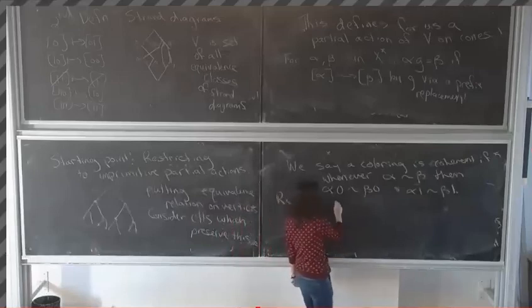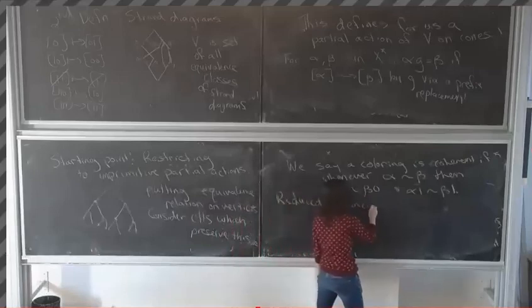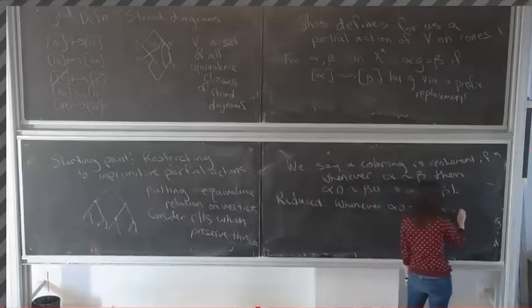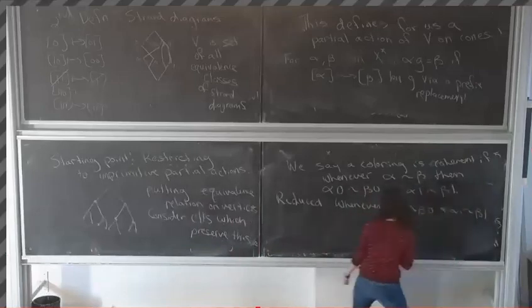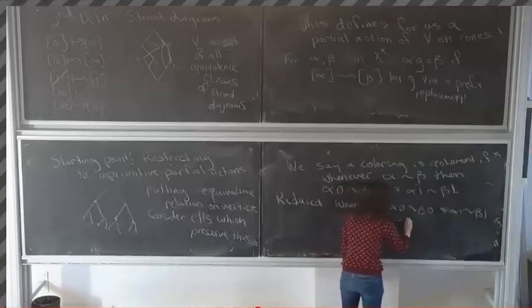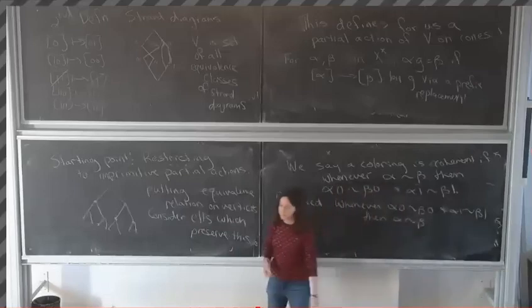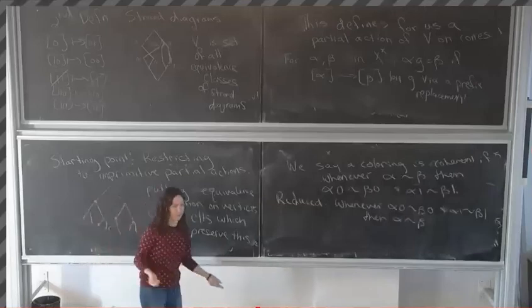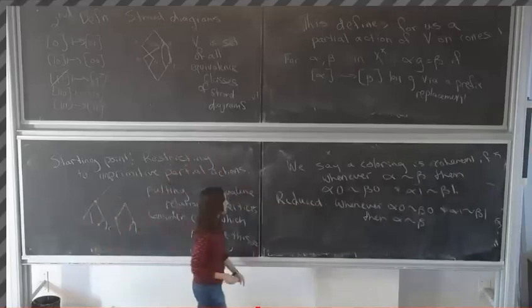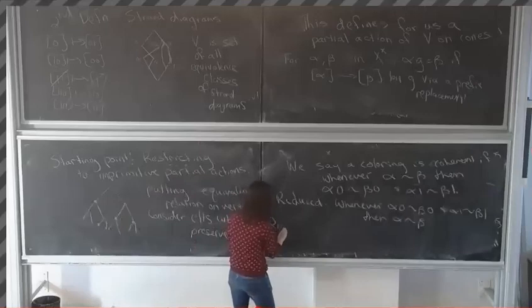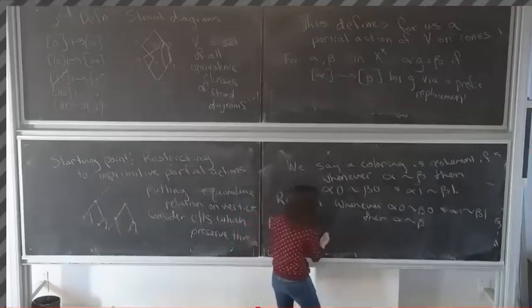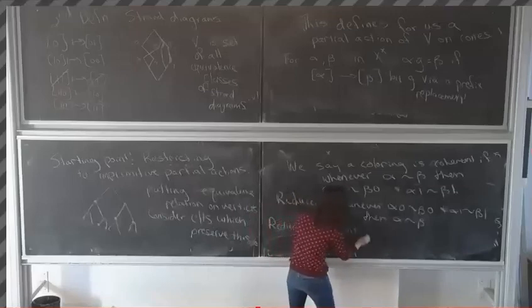So reduced means whenever alpha 0 is equivalent to beta 0, and alpha 1 is equivalent to beta 1, then alpha is equivalent to beta. Again, these two properties say that whether or not we preserve the coloring doesn't depend on our choice of representative of the tree pairs. So we'll call a reduced and coherent coloring a type system.